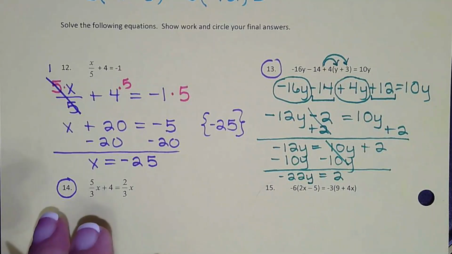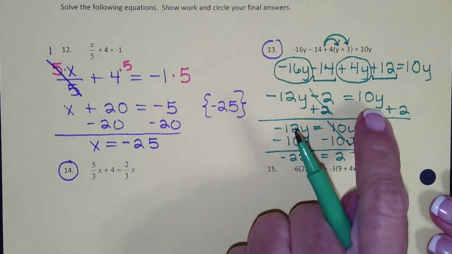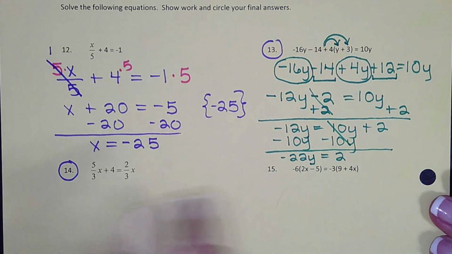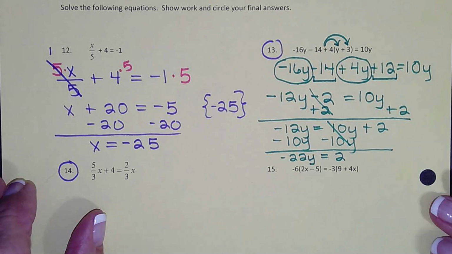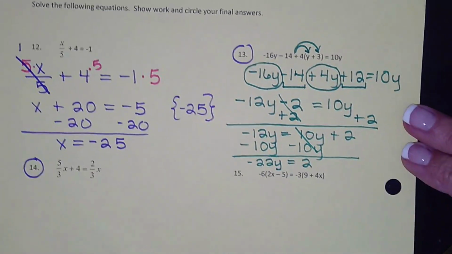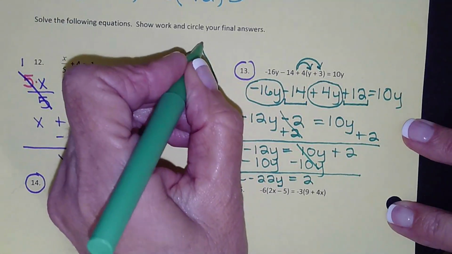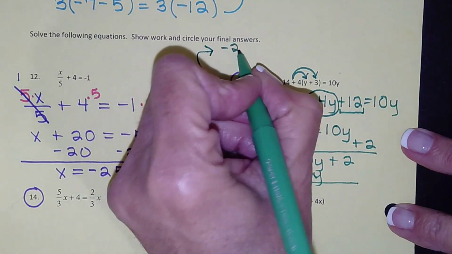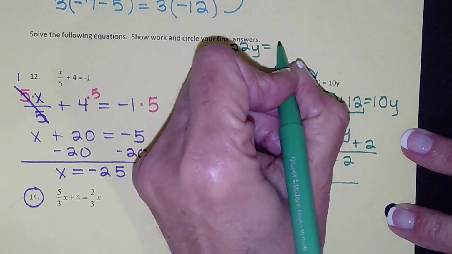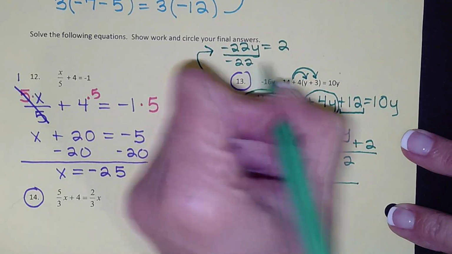And so what many students do on the test, especially the ones that put the y's on the right, they divide both sides by 2. Never. You divide by what's in front of the y. So I'm going to move this one up here just so we don't cheat it out of space. So we have negative 22y equals 2. So we do not divide both sides by 2. We divide both sides by negative 22.